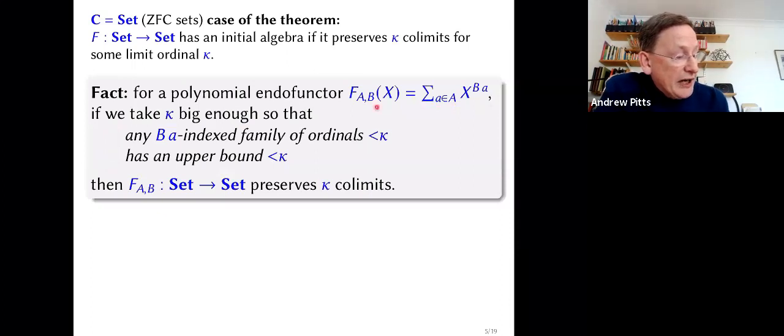you remember that the container is the signature. We've got some operation symbols indexed by the elements of A, and we've got an arity B(a) for each little a in capital A.